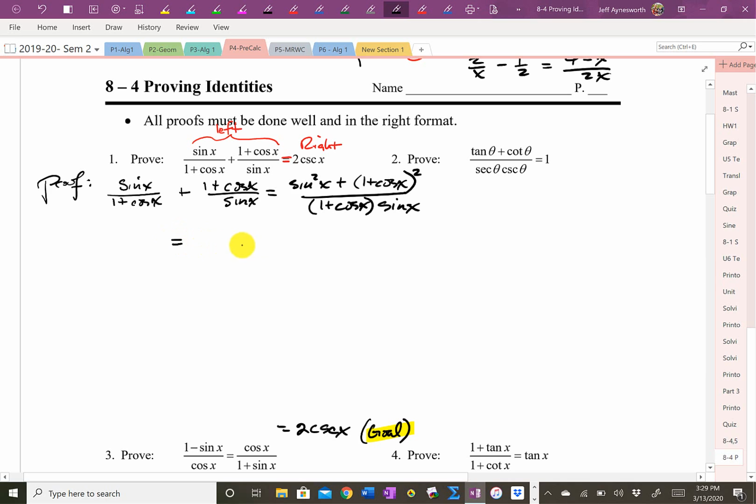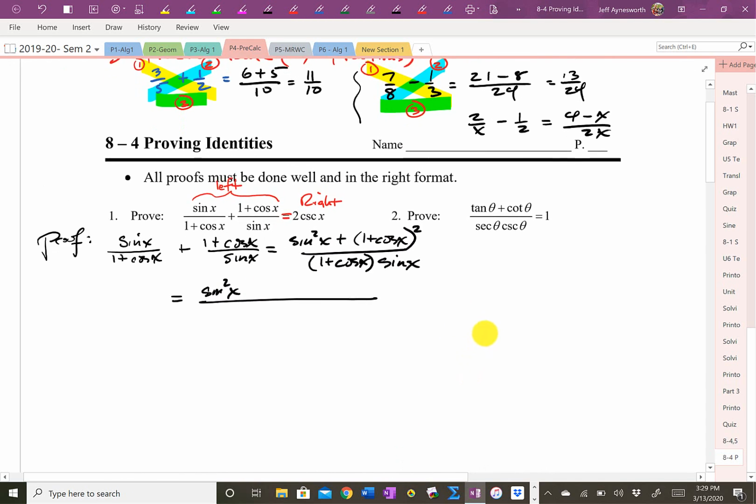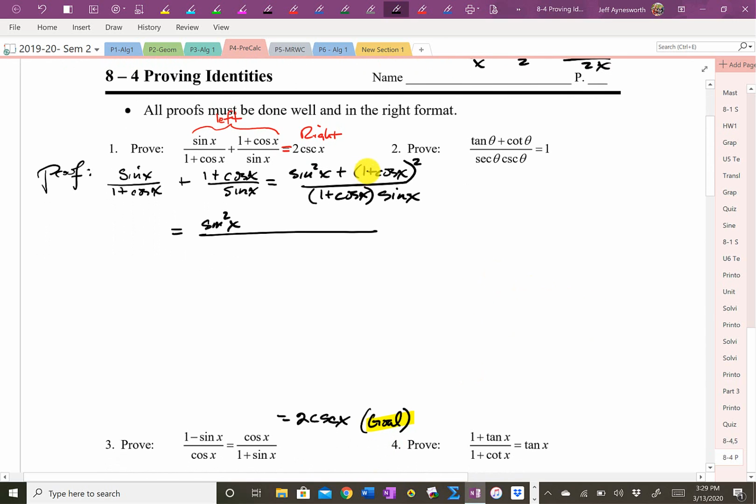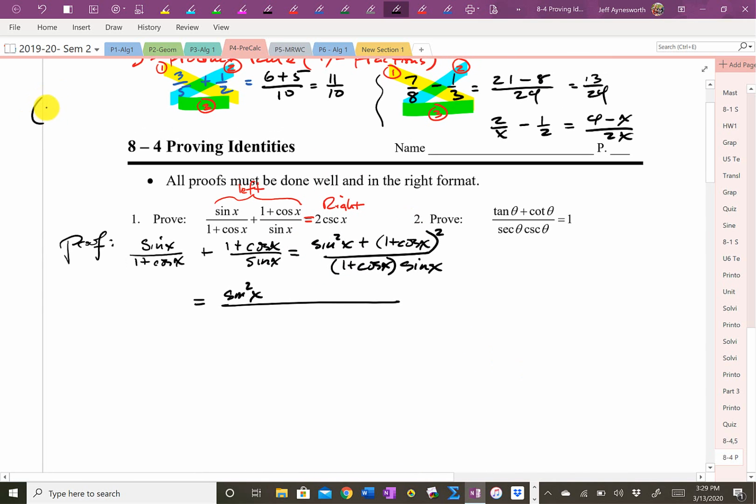So I've got, let's see, the numerator here. I got sine squared x here. When you square a binomial, you multiply it by itself. If you don't know how to do that, let me take it off to the side. So 1 plus cosine x squared means 1 plus cosine x times 1 plus cosine x. If you don't know how to do it mentally, this is what you would do: you distribute and multiply or use FOIL or the box method, one of the two.